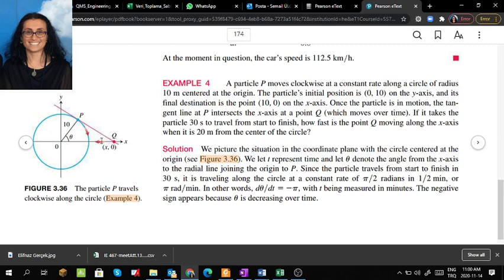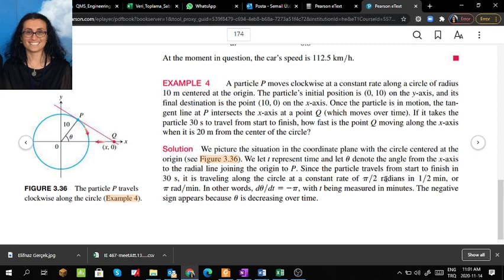If it takes the particle 30 seconds to travel from start to finish, so it's going to travel from this point to this point in 30 seconds, how fast is the point Q moving along the x-axis when it is 20 meters from the center of the circle? So at first, 20 meters it is saying. If you are interested in how fast the point Q is moving along the x-axis when it's 20 meters from the center of the circle, it's 10 meters here, and it's a little bit more, 20 meters here, that they're asking.